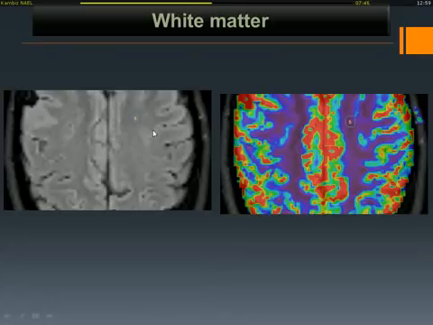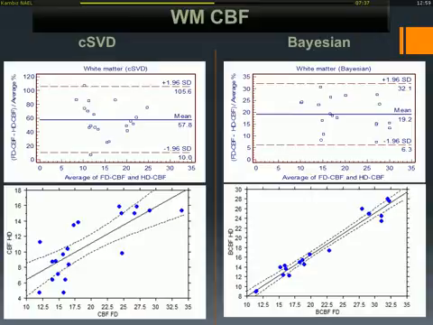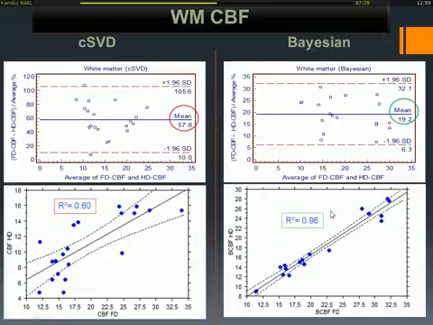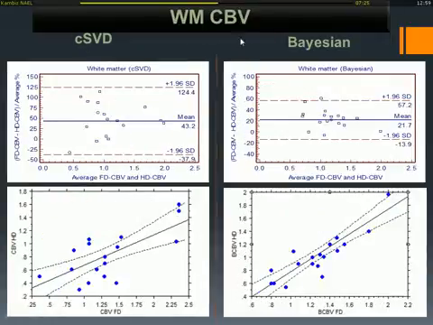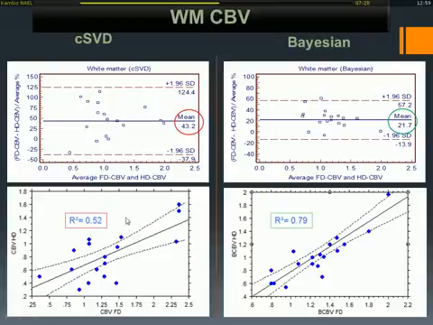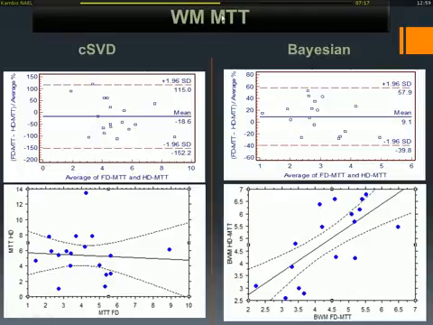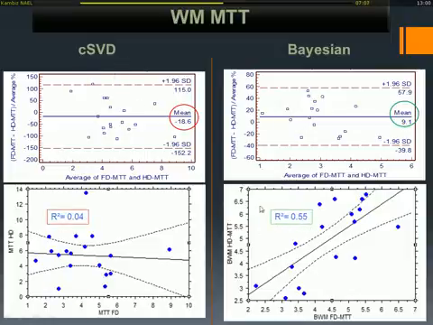And in white matter, as you know, perfusion is less, and therefore the reduced contrast dose can be even more problematic, and that was duplicated in our results. So you can see again much better correlation in Bayesian half dose, full dose compared to SVD. And again for CBV, smaller mean difference, better correlation when you compare Bayesian to SVD. And look at this MTT map in the white matter. Basically, there was no correlation between full dose and half dose when they were processed with SVD, but relatively good correlation between the two when processed with Bayesian.